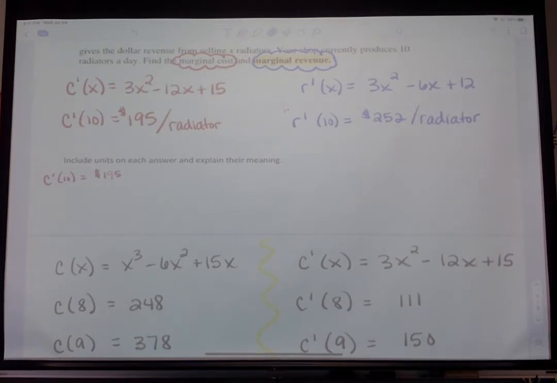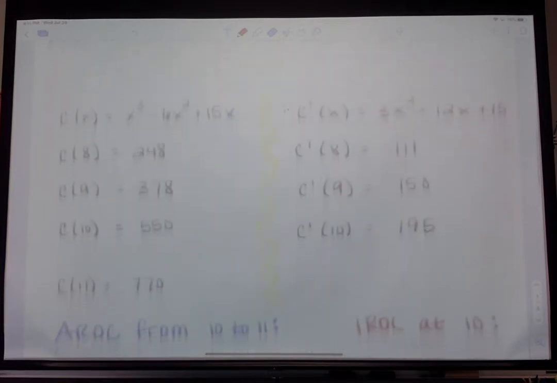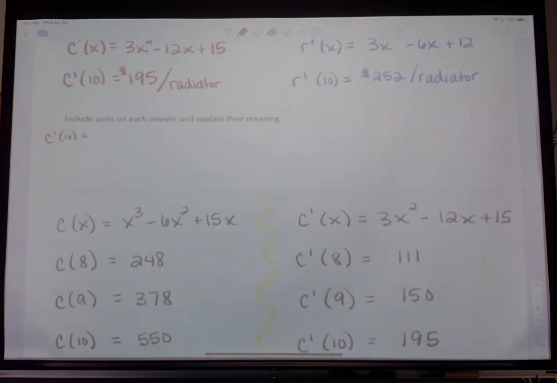I don't need to rewrite that. But that one means, come on. There we go. The cost of production is increasing. How do I know it's increasing? Because that 195 is positive. $195 per radiator.